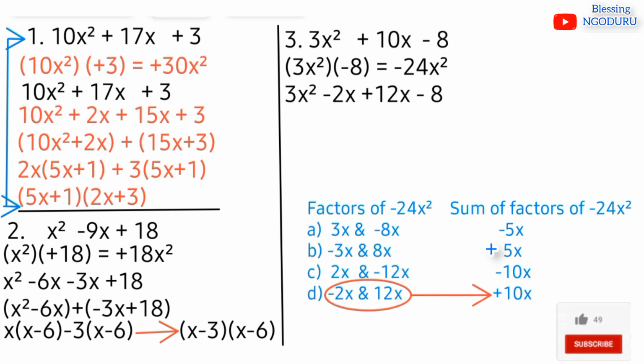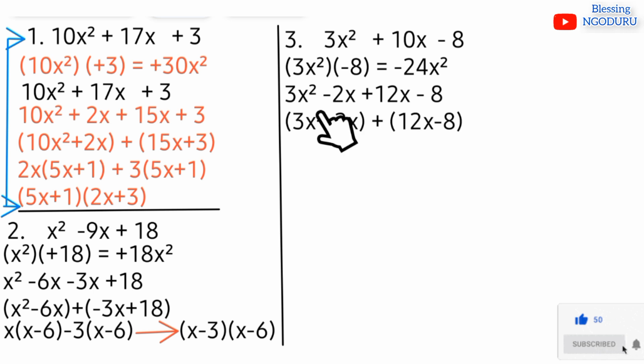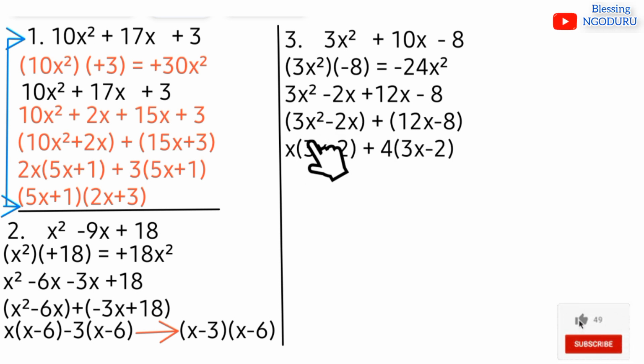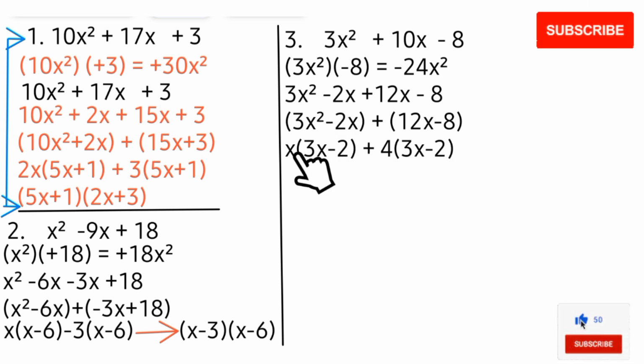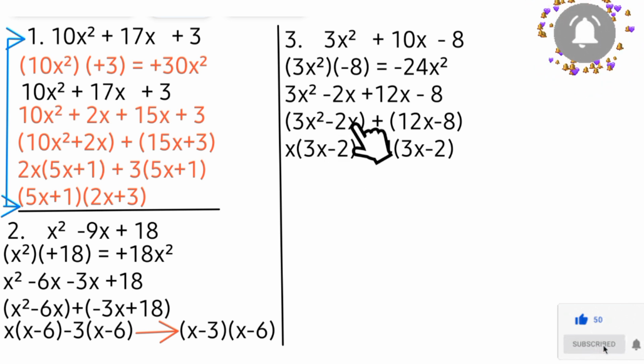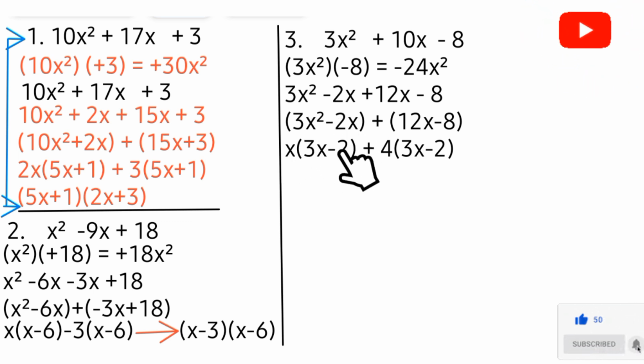So we'll write the quadratic equation as 3x squared minus 2x plus 12x minus 8. Let's bring this together and also bring this together. Common factor between these two is x. Bringing out x here, we are left with 3x, because x times 3x gives 3x squared. And then minus, bringing out x here, we are left with minus 2.